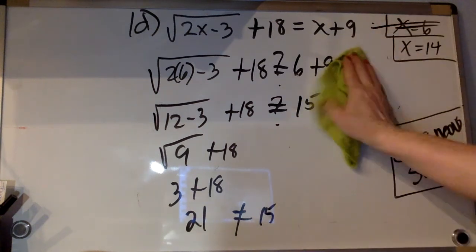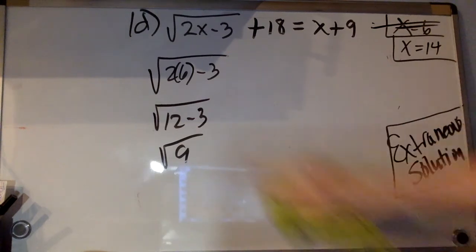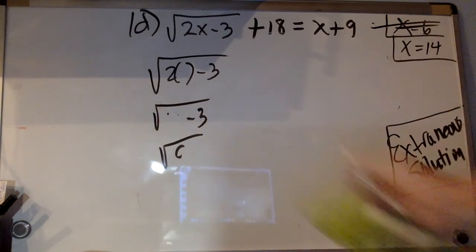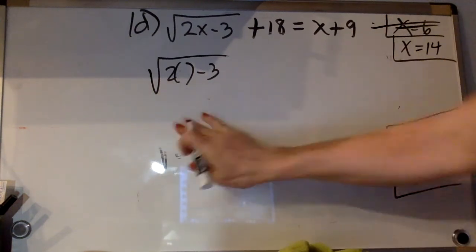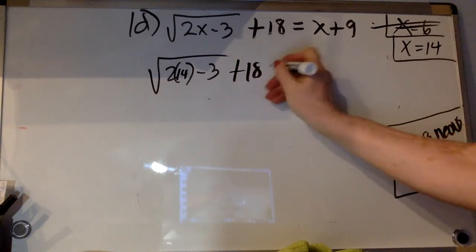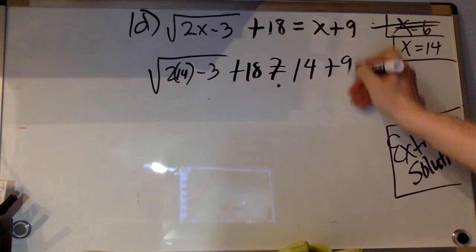So let's see if 14 works. Let's plug 14 into the original equation. So I'm going to put 14 here. So the square root of 2 times 14 minus 3, added to 18. Does that equal 14 plus 9? Replace all the x's with 14.